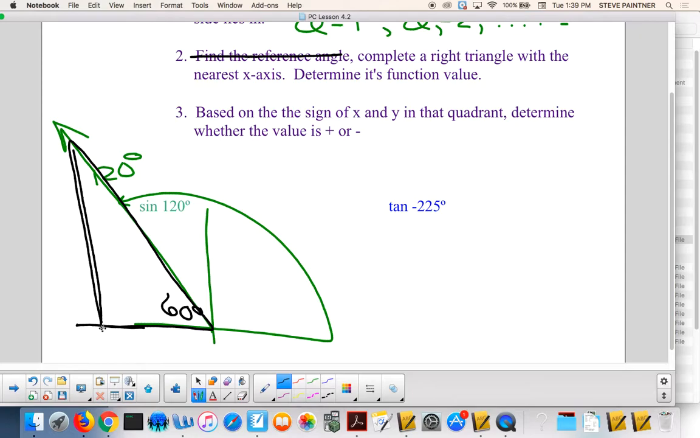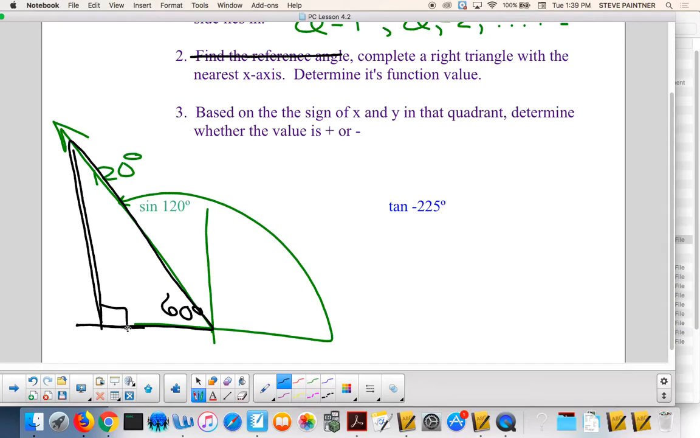Determine the value, its function value. Well, before you determine it, watch this. Come back here. I know I talked about the unit circle today, guys. I don't really want you to use the unit circle. I just wanted to prove to you that sine of theta is y and cosine is x. That's what I wanted to prove to you.